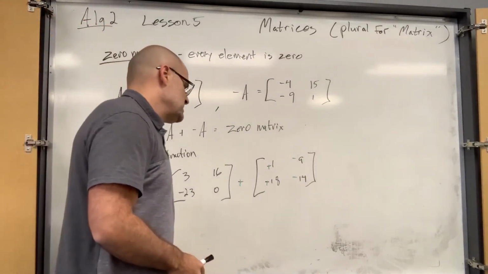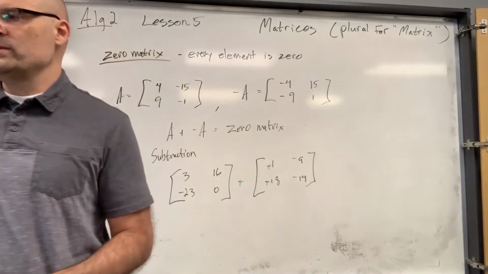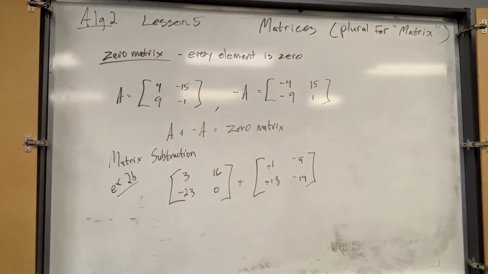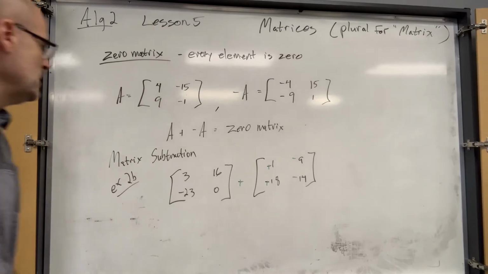Back to what I've always said, subtraction is dumb, so try to avoid it at all costs. It's confusing. I don't want to subtract a negative number. That gets confusing. All right, so this is easy.